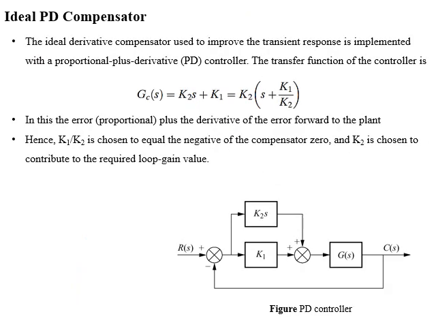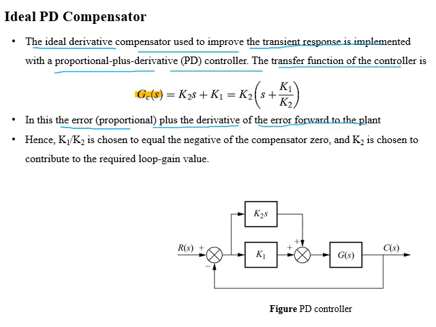Dear students, the ideal derivative compensator used to improve the transient response is implemented with a proportional plus derivative controller. The transfer function of the controller is Gc(s). In this, the sum of the proportional error and derivative error is forwarded to the plant. Here K1 over K2 is chosen to equal the negative of the compensator zero, where K2 is chosen to contribute the required loop gain.